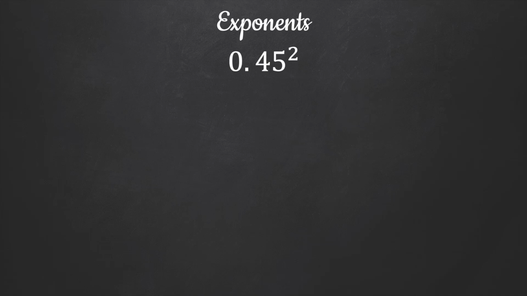Here we have another example, which is 45 hundredths to the power of 2, or we could also read this as 45 hundredths squared. And the first thing we need to do is write this out as repeated multiplication. So our base is 45 hundredths. So we'll be using that as a repeated factor 2 times because our exponent is 2. So 45 hundredths to the power of 2 is equal to 45 hundredths times 45 hundredths.